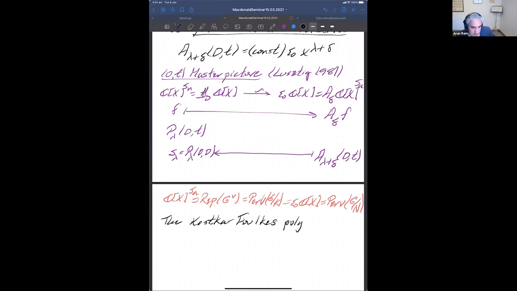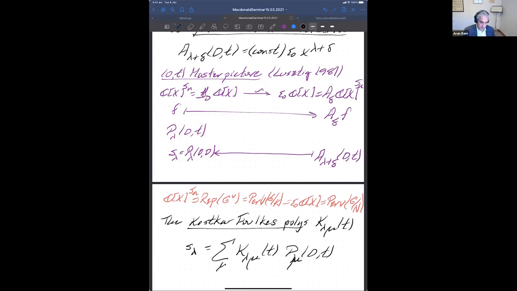And this is really how folks found them. So these are K lambda mu T, because he was looking at... he realized that if I take the Schur functions, which is this basis here, and I expand it in terms of the Hall-Littlewoods, which is this basis here, then I get some very interesting coefficients, K lambda mu t. And these are called the Kostka-Foulkes polynomials.